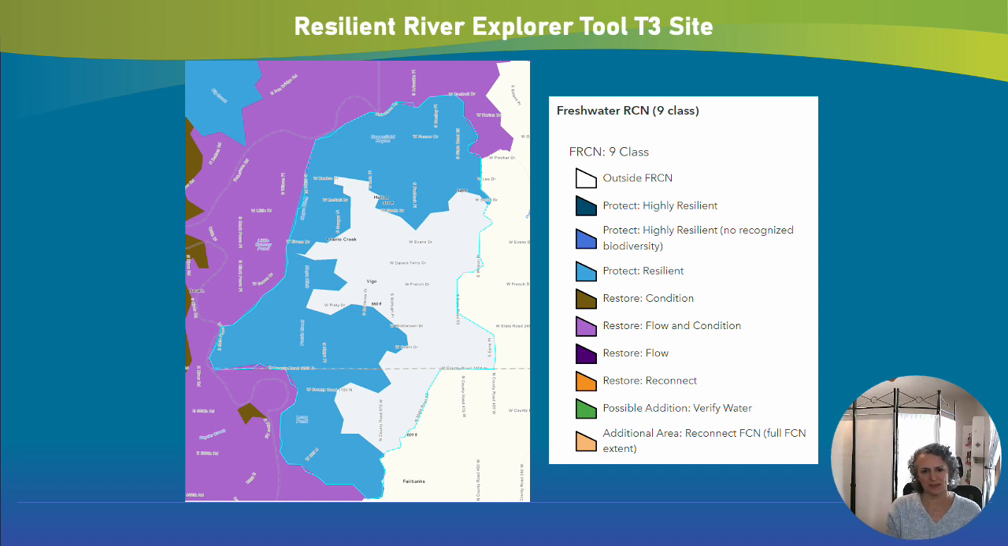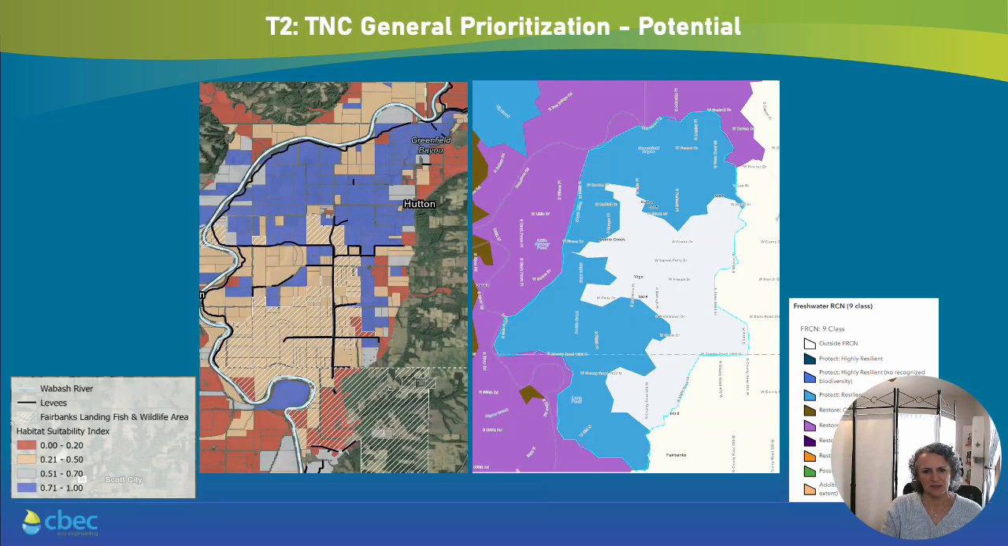Whenever you look at the Resilient River Explorer tool and this site, you can see that a lot of the properties highlighted as potential restoration sites also fall into the Protect Resilient category and the Restore category. If you look at those side by side, you can see that those dark purple ones that EcoFIP had identified as high potential are also on the RCN layer.